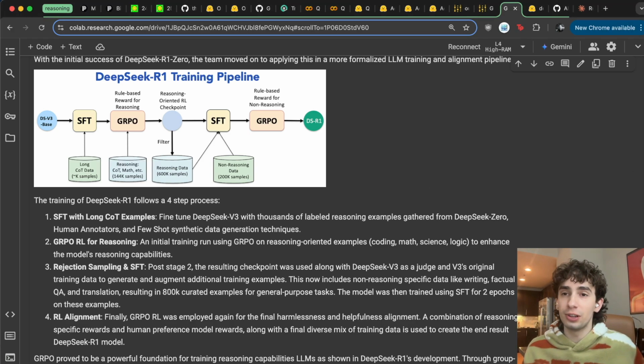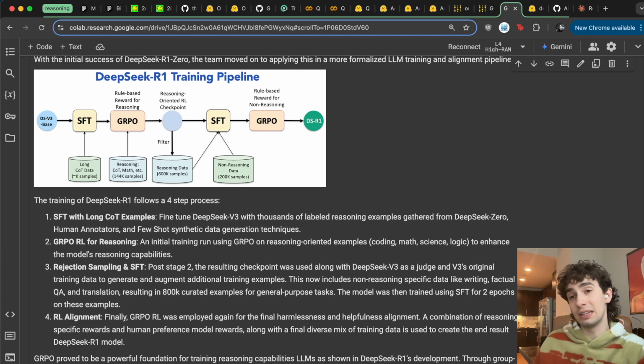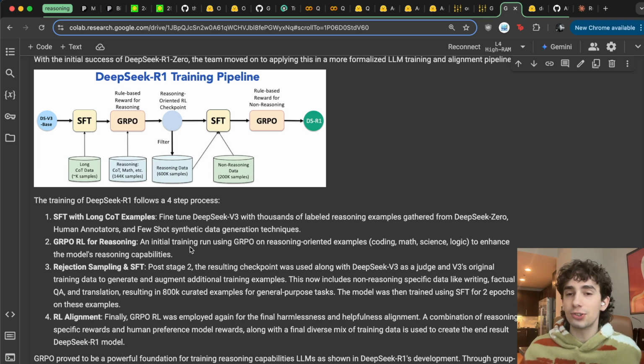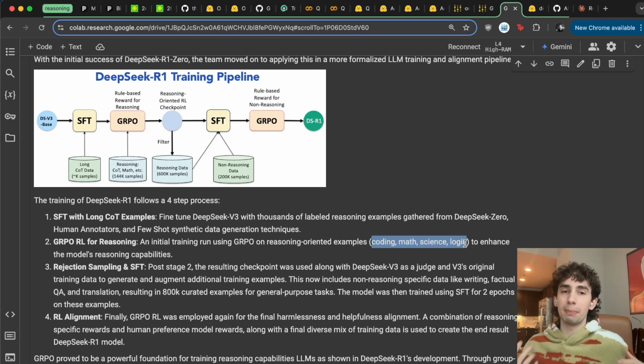But supervised fine-tuning itself doesn't necessarily instill the behavior, rather it more imitates the style. And so that's when they apply group relative policy optimization for reasoning. So after the SFT happens, an initial training run using GRPO on a reasoning-oriented dataset is used to enhance the model's reasoning capabilities. They're once again going to be using things like coding, math, science, and logic-based examples, as these are much more easily verifiable.